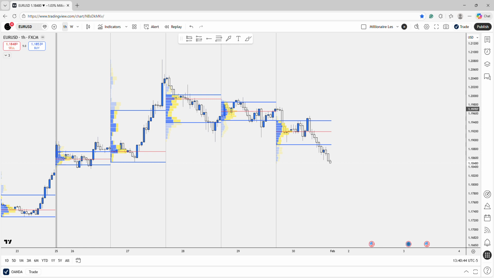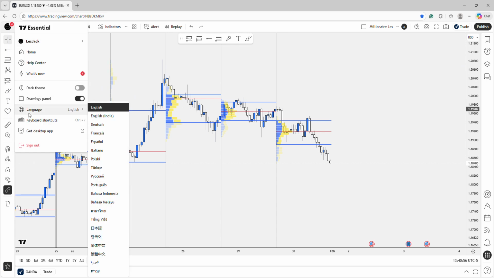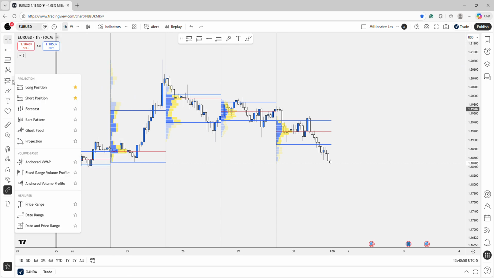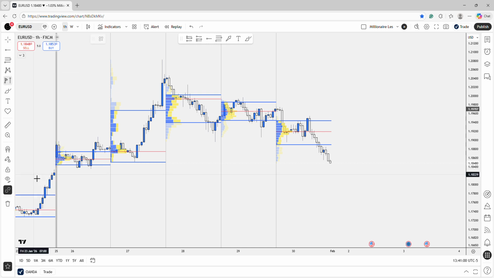So to explain it, fixed range profiles are great for studying why the move happened, not just that it happened, if that makes sense. So to get to your fixed range volume profile, you're going to go to your drawing panel. You're going to hit fixed range volume profile.